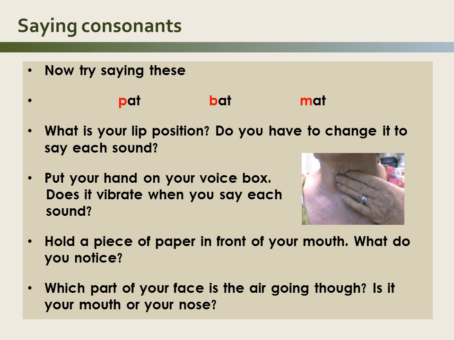So let's try and say the sounds that you can see in red in these words. The p in pat, the b in bat, and the m in mat. First of all, I'd like you to notice what your lip position is, whether you actually have to even change it to make the sounds. Secondly, as you make the sounds in isolation, put your hand on your voice box and see whether it vibrates when you make the sound. You can see the illustration here on the slide.